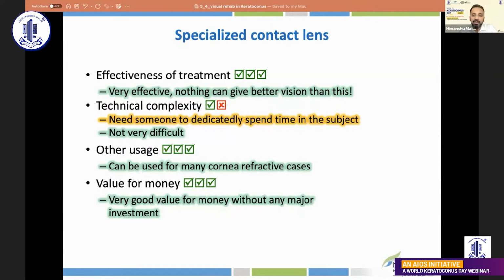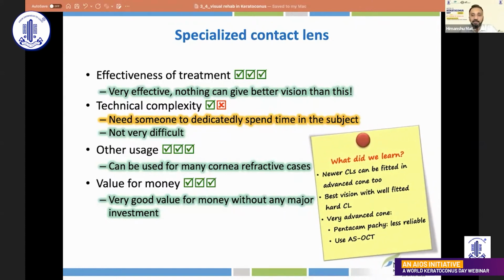Technically, it may require somebody who is trained in this kind of contact lens trial, though it's not very difficult. Usage wise, it can be used for multiple corneal conditions, hence a very useful technique. And is it value for money? Of course, it is value for money.